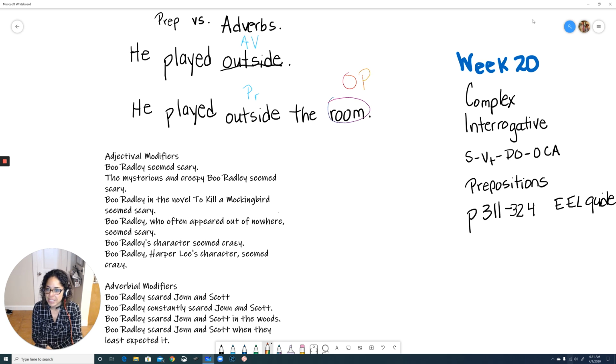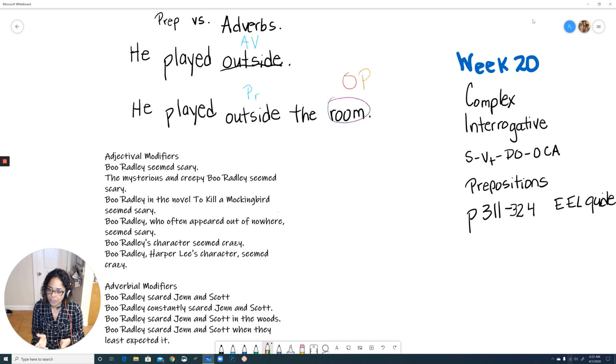So in our second example, we see he played outside the room. Now in this case, that made a prepositional phrase. A preposition is always the first word of a prepositional phrase, and in this case, outside is our preposition, room is the object of our preposition, and we can actually name our words properly that way, okay? If you have any other questions about that, you could always reach out and ask me, but our book does a pretty good job of explaining it if you go to week 20 in the guide. I just wanted to touch on that with you.